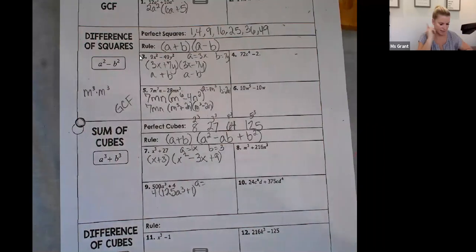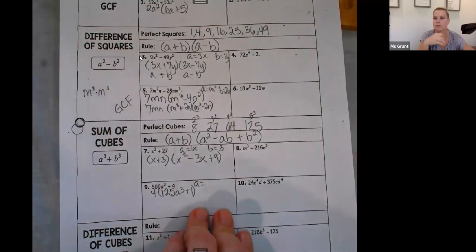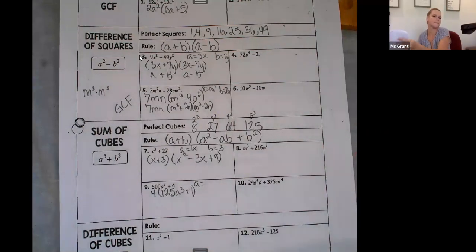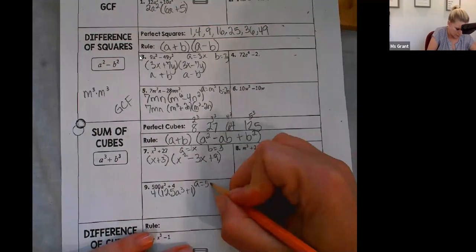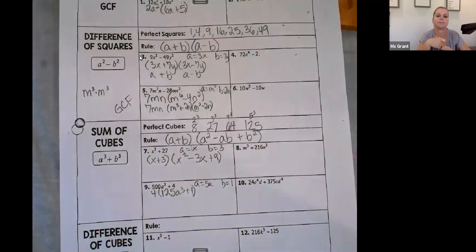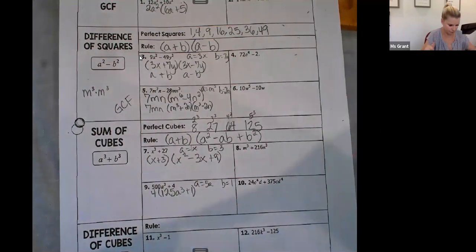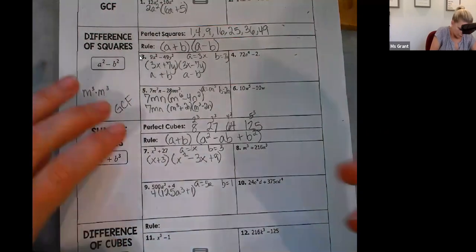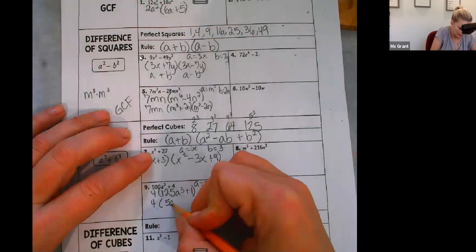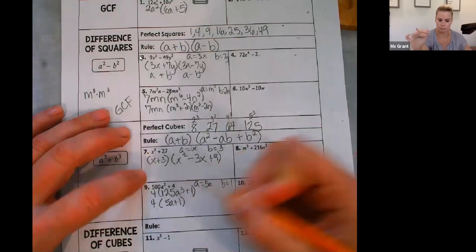Does somebody want to tell me what the a is for number 9? This is a good volunteer question. Katie? 5a. It sure is. And then b is obviously 1. Okay, here we go. 4 times the quantity 5a plus 1, a plus b.